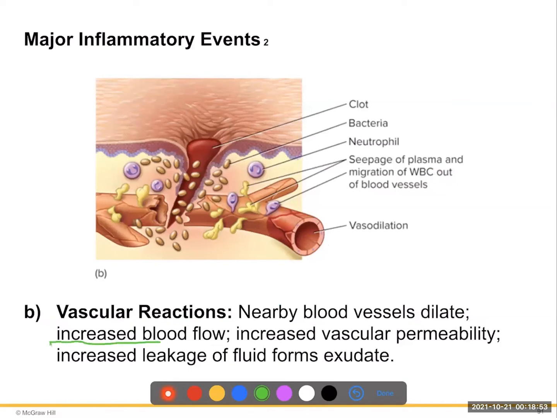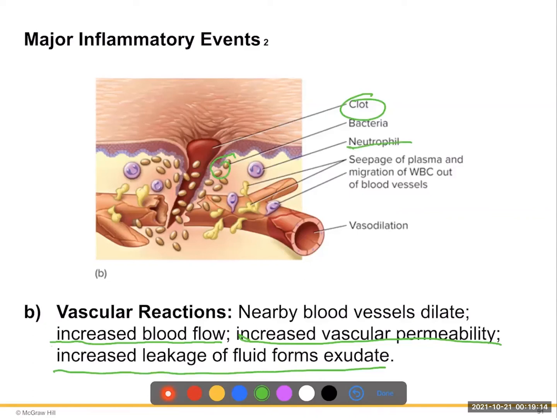You get increased blood flow, increased vascular permeability. More of the stuff leaks out of the bloodstream. Increased leakage of fluid forms this exudate, forms your pus. So here's your clot starting to form on the outside of the skin. Then the bacteria that are now invaded, bacteria have got past our first line of defense.